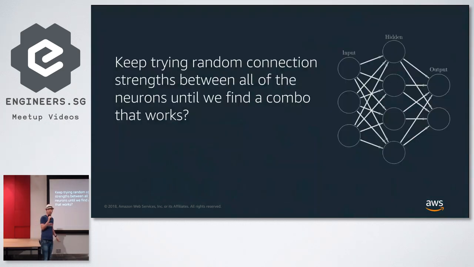Because what we could do is just keep trying random connection strengths of all the various combinations until we get one that works, right? This is like a million monkeys and a million typewriters, and you wait infinitely long and you eventually get Hamlet. Yes, but that's not what we're going to do here because the sun would probably explode before we finish this computation. There's a better way.